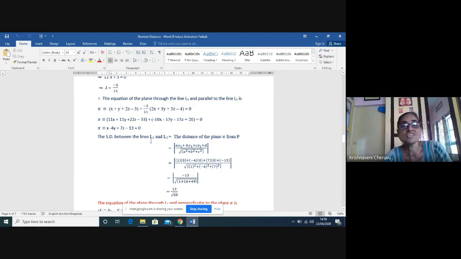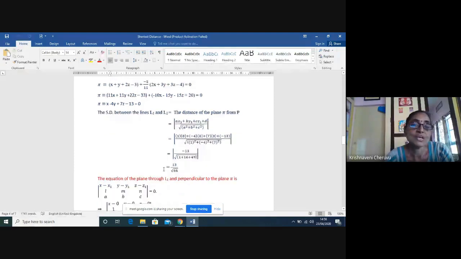Okay, so this is how you can find the shortest distance, girls. You try to remember the procedure like this, and then by using the relevant formula you can just substitute and get the answer. So the first part of the question is over, girls. We were able to find the shortest distance between the lines.